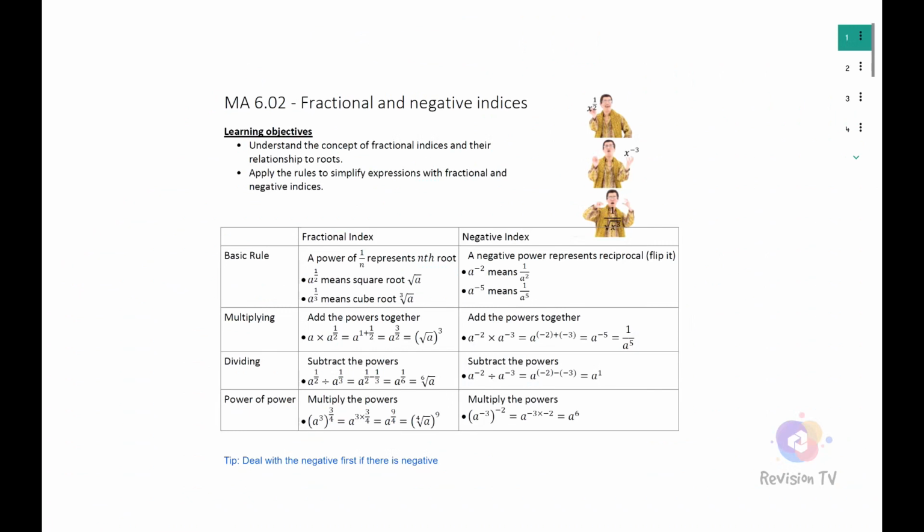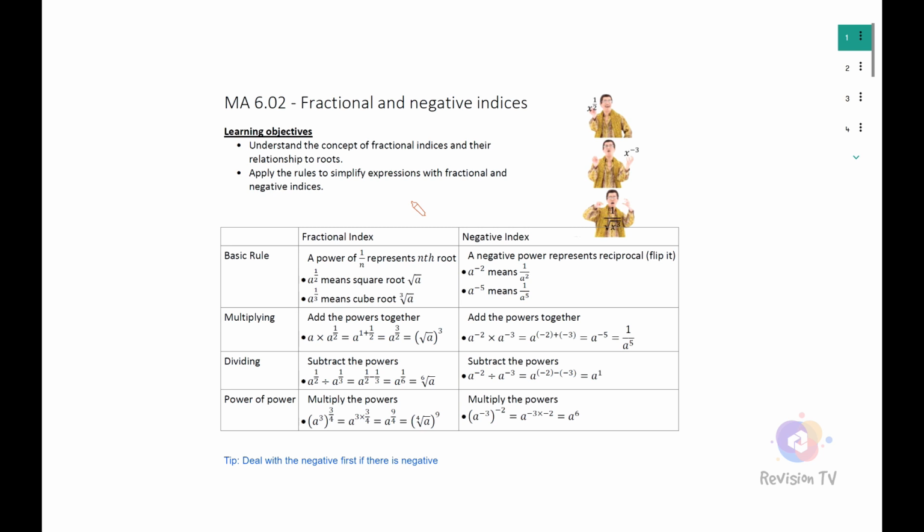Who would have thought, when you learn about maths in primary school, the indices could be so complicated? So we are looking into fractional and negative indices together. The learning objectives of this lesson are to understand the concept of fractional indices and their relationship to roots, and then to learn how to simplify expressions with fractional and negative indices.